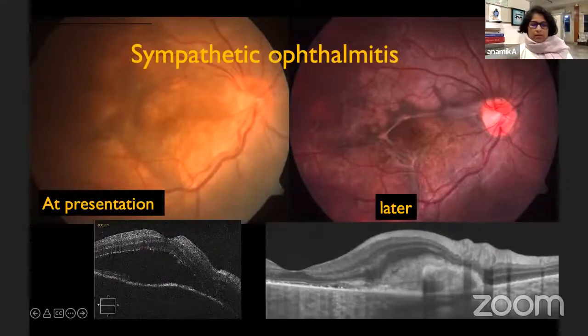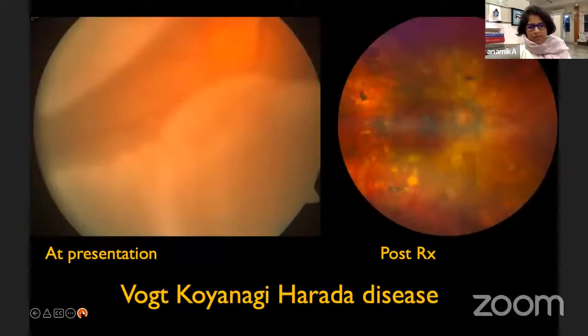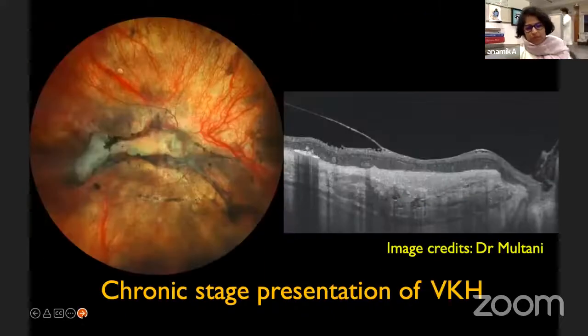And this is another patient, a 16-year-old female who, post corneal tear repair in one eye, presented with a sympathetic ophthalmitis in one eye. Over a period of time, she did develop a choroidal neovascular membrane and a subretinal fibrosis. As we know, VKH can present with a bullous retinal detachment, and in the chronic stage, you can see various shades of pigmentation, either the white that I was speaking of, or hyperpigmentation.